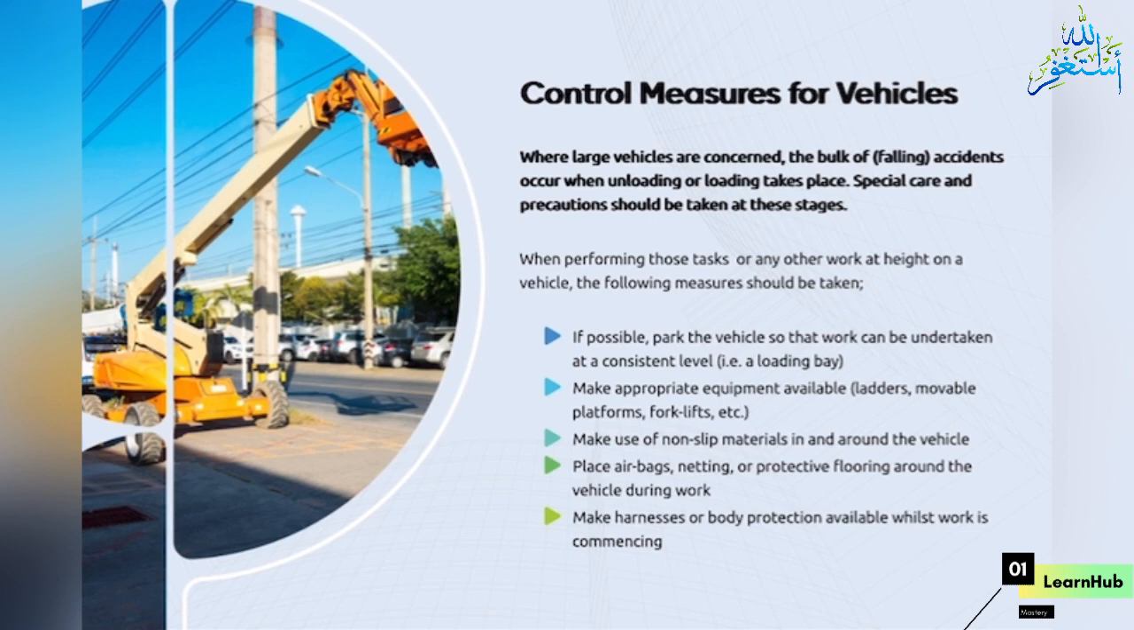If possible, park the vehicle so that work can be undertaken at a consistent level, that is, a loading bay. Make appropriate equipment available, ladders, movable platforms, forklifts, etc. Make use of non-slip materials in and around the vehicle. Place airbags, netting, or protective flooring around the vehicle during work. Make a harness or body protection available whilst work is commencing.